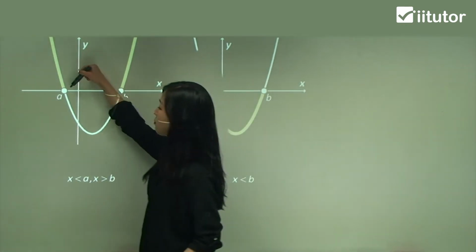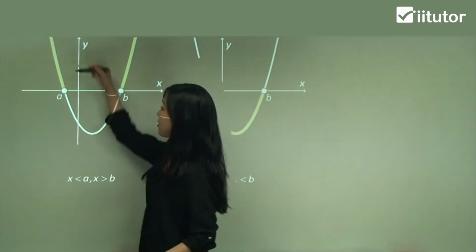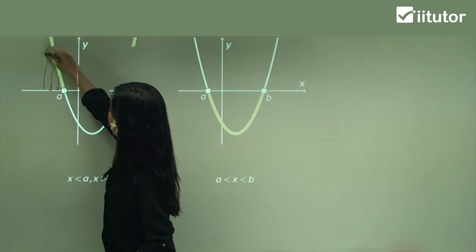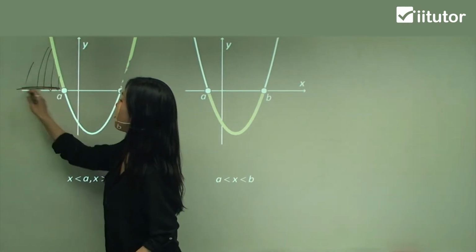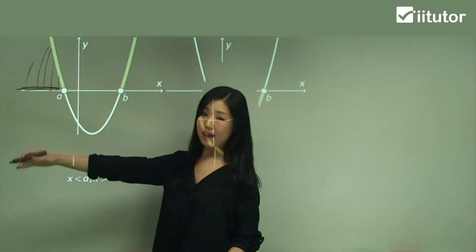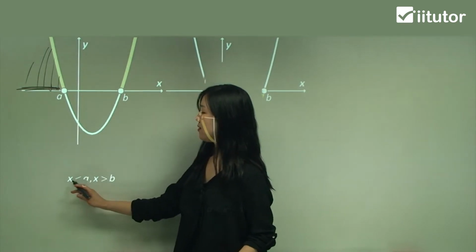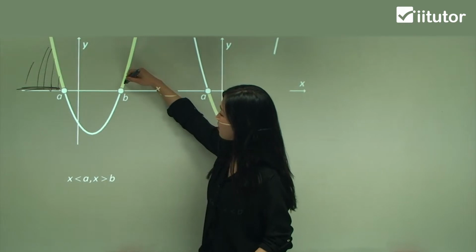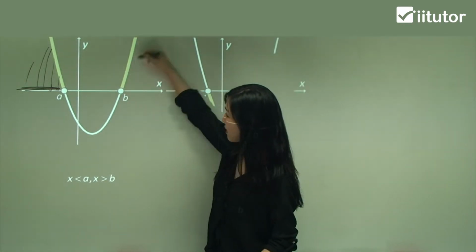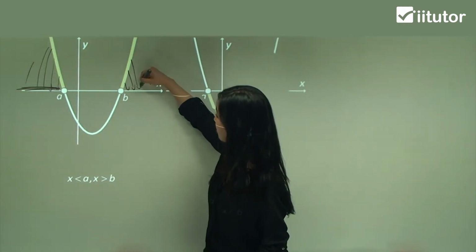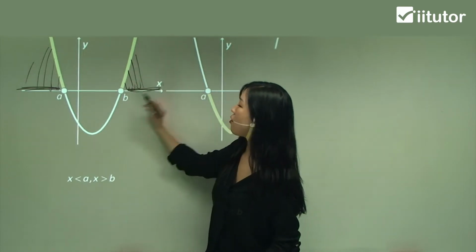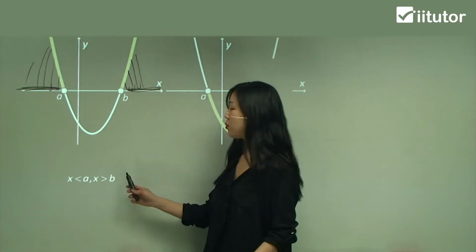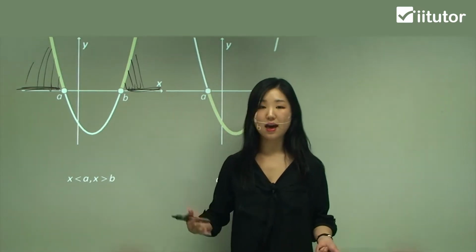Because we're solving for x, the x values that represent this part of the graph are all of these ones, all of these ones on the left hand side of the point a. So it's going to be x is less than a. Now the x values that represent this yellow part are all of these ones on the right of b. If it's going to the right, it's greater than b. So we can say that x is greater than b.